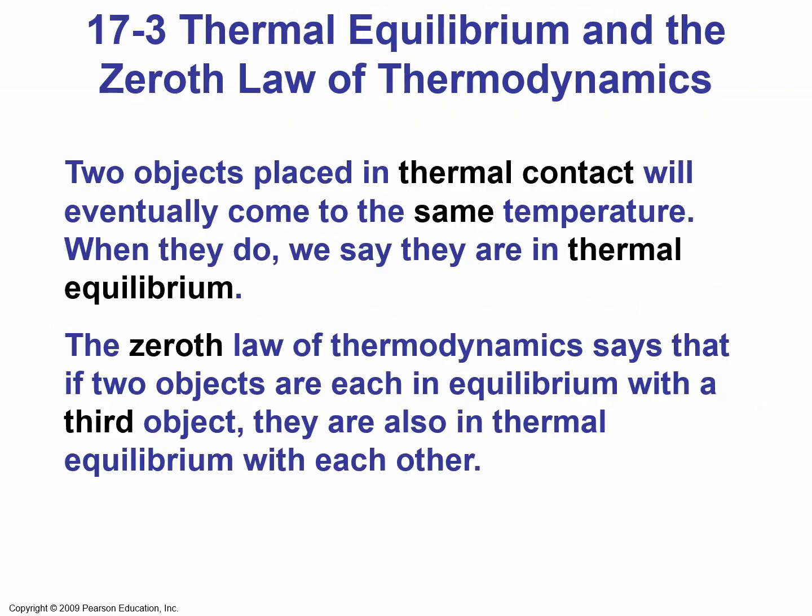Section 3. Thermal equilibrium and the zeroth law of thermodynamics. When two objects are placed in thermal contact, they will eventually come to the same temperature. When they do get to the same temperature, we say that they are in thermal equilibrium. The zeroth law of thermodynamics therefore says that if two objects are each in equilibrium with a third one, they are both also in thermal equilibrium with each other.